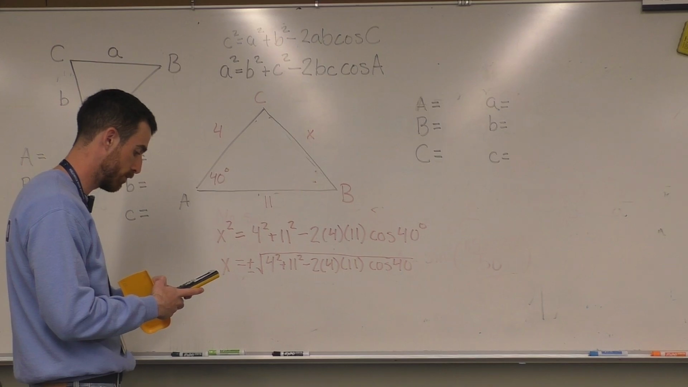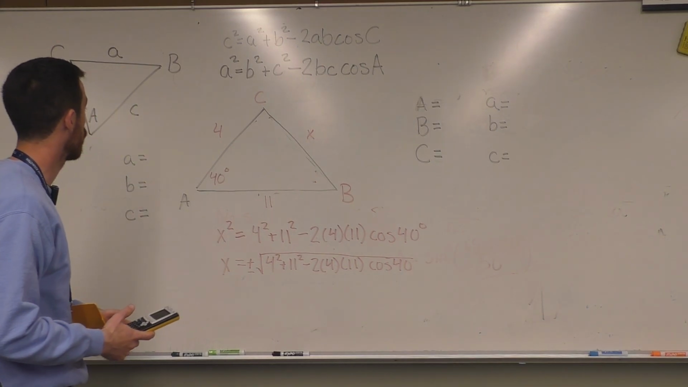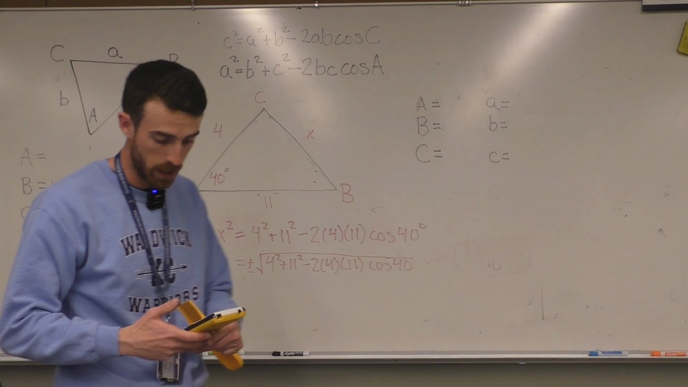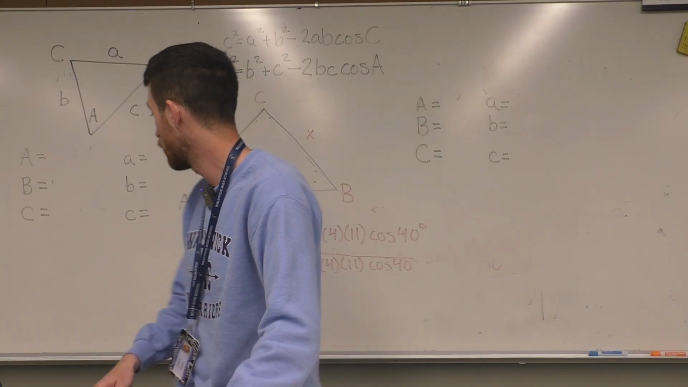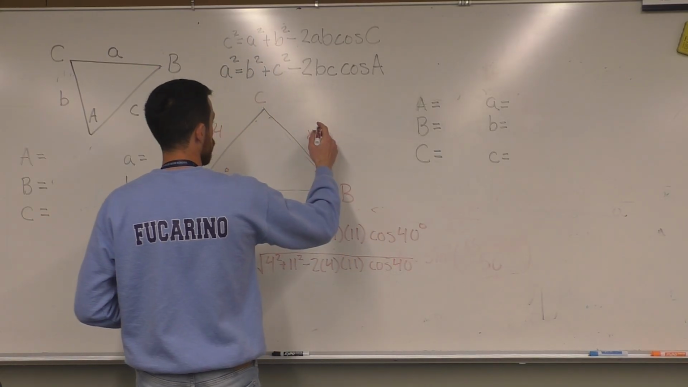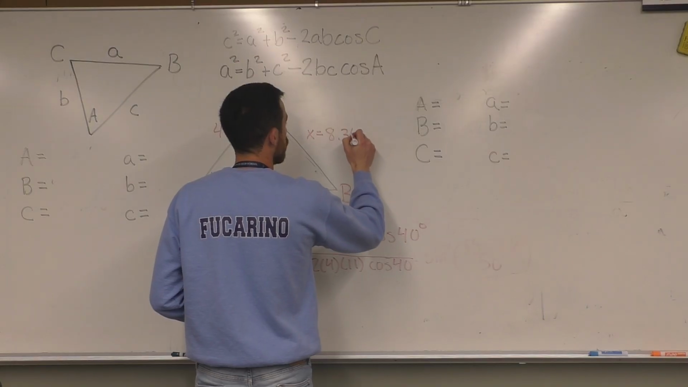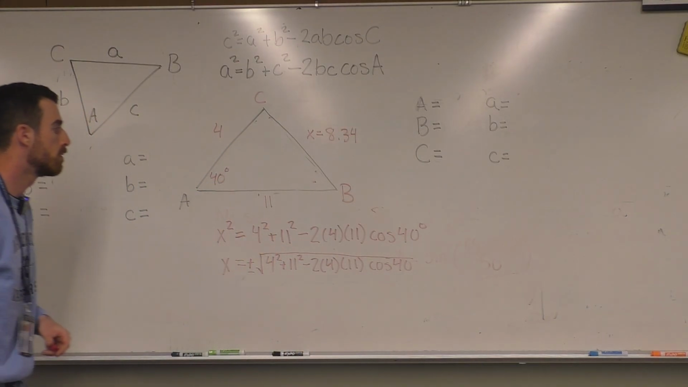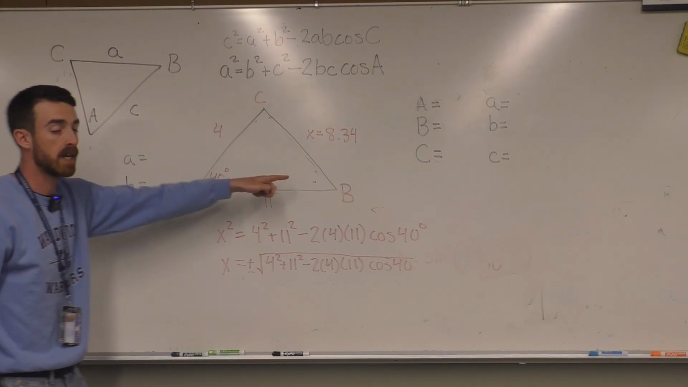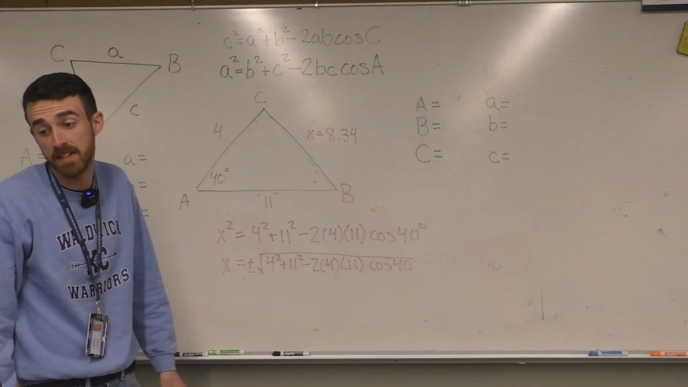Well, that looks good. 8.34. Does that sound reasonable? It does sound reasonable. 8.34. Cool. Now we got it. Did they say solve the triangle? Find the indicated side x?